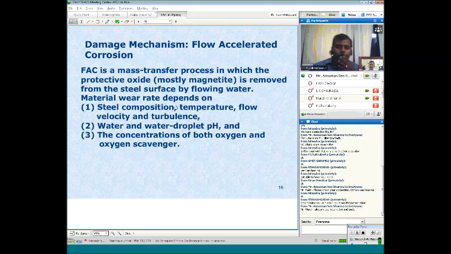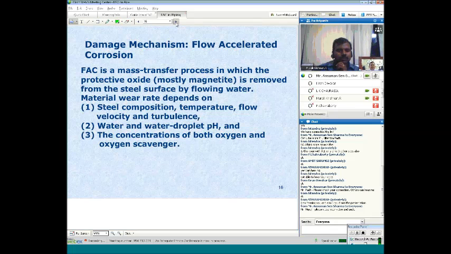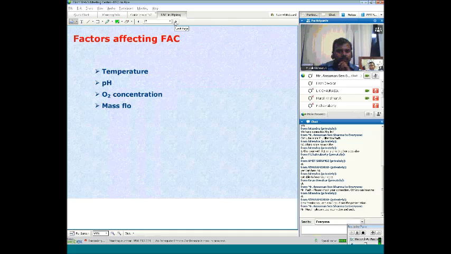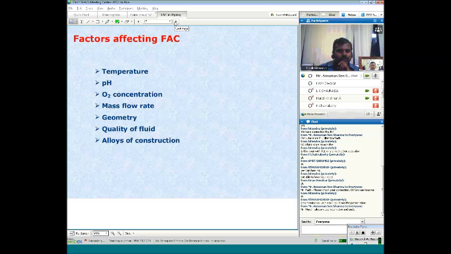Since it's a chemical process, a corrosion process, the water pH is one more very important aspect. And of course, the concentration of both oxygen as well as the oxygen scavenger like hydrazine, which is very commonly used. Now, if you take a look at those factors affecting the FAC, we'll go into detail on how it is affected: temperature, pH, O2 concentration, mass flow rate, geometry, quality of fluid, and alloys of construction.